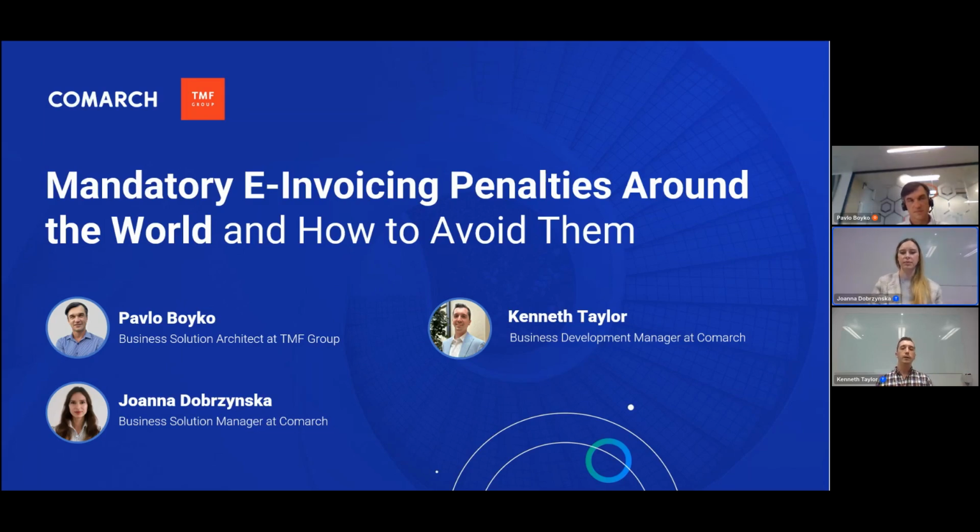And while we always hear about these scary, unspecified fines for non-compliance, we never really hear about what they actually look like in practice. So today we're hoping to shed some more light on this topic, and we'll walk through the rise of global e-invoicing and look at the penalties for some of the most immediate upcoming mandates. We'll also look at the steps we can take to avoid these fines so you can be prepared in the future.